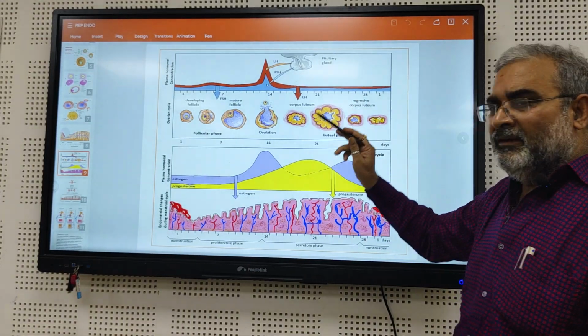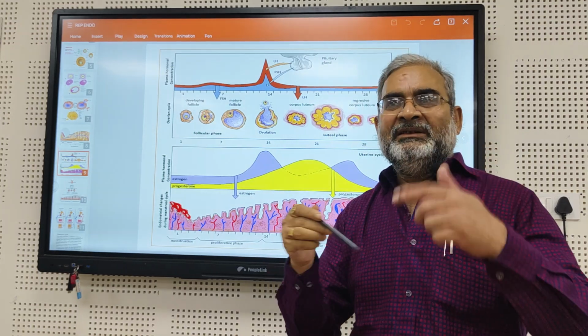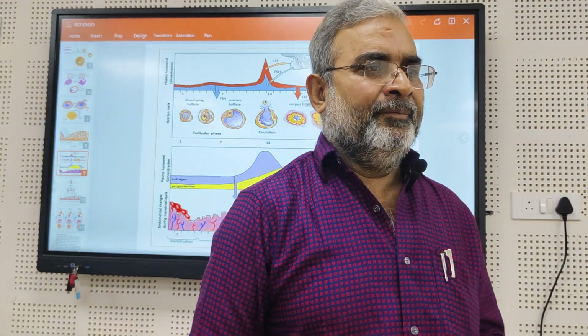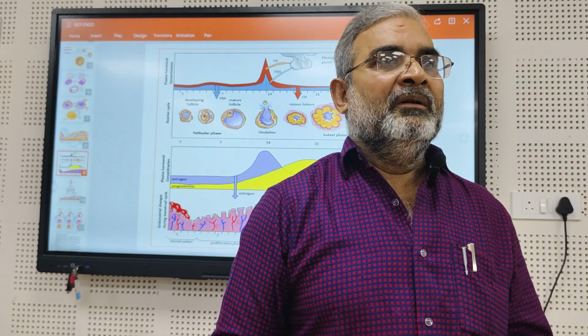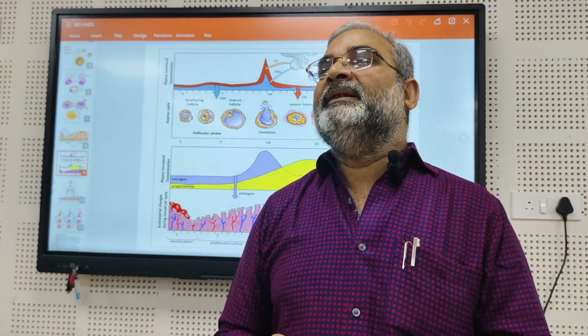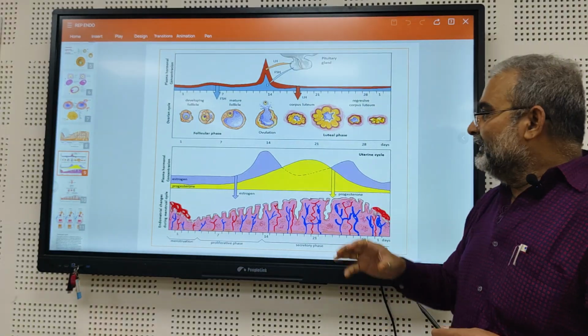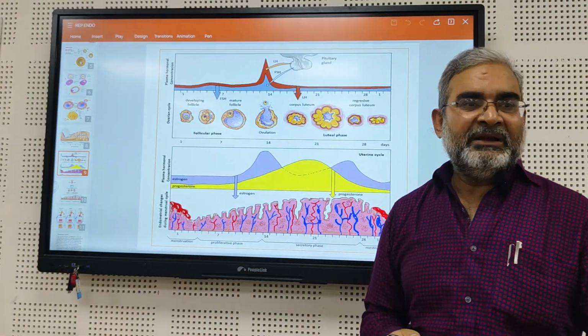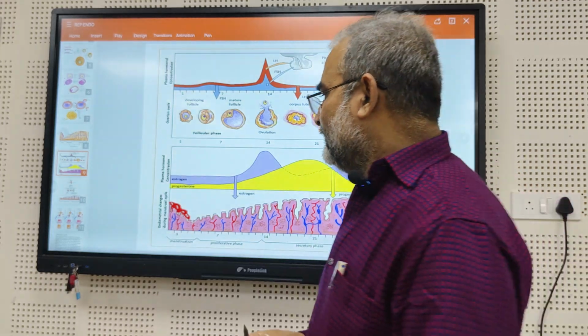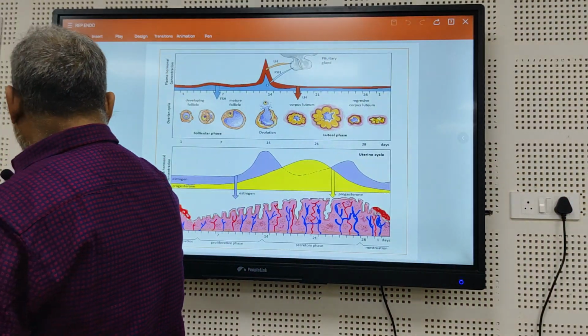Now all these three functions are coordinated by chemical messengers, that is the hormones. And in this way it is referred to as the menstrual cycle. क्लियर, कोई दिक्कत नहीं, तभी भी दिक्कत है.